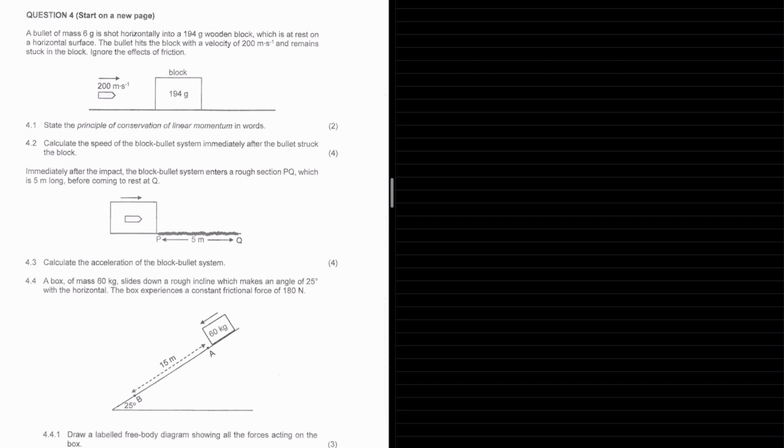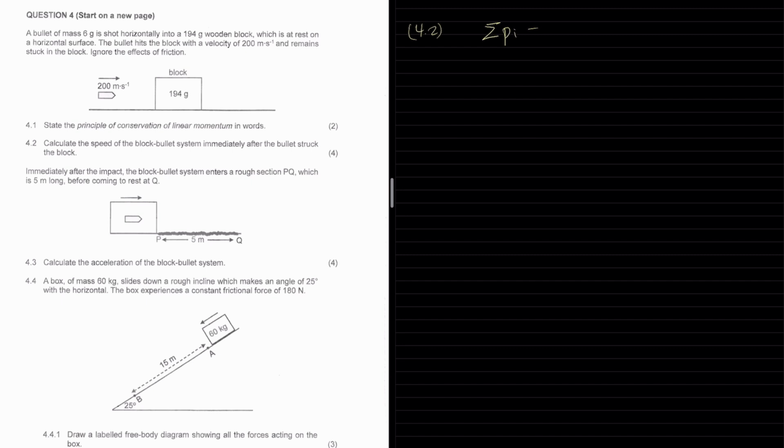The bullet hits the block with a velocity of 200 meters per second and remains stuck in the block. Ignore the effects of friction. We leave out 4.1. 4.2 says calculate the speed of the block-bullet system immediately after the bullet struck the block. So this is a momentum question, and we'll look at the conservation of linear momentum. So 4.2 says we will do that.